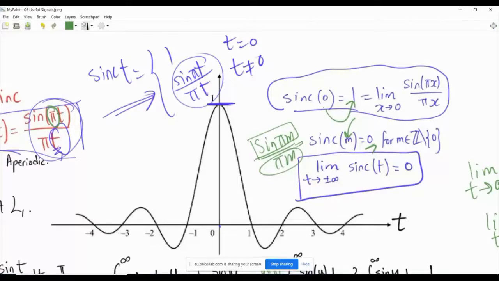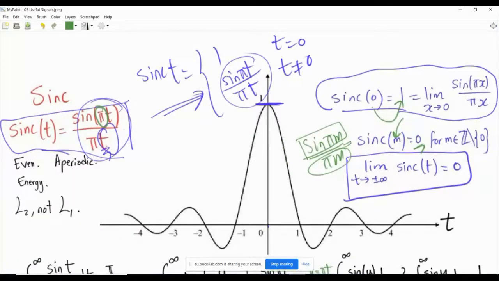So this definition of the sinc function makes it 0 at all non-zero integers. If we did not have this pi, it would be 0 at all non-zero integer multiples of pi. But in this course, we will stick to this definition here. And so sinc of a non-zero integer is exactly equal to 0.